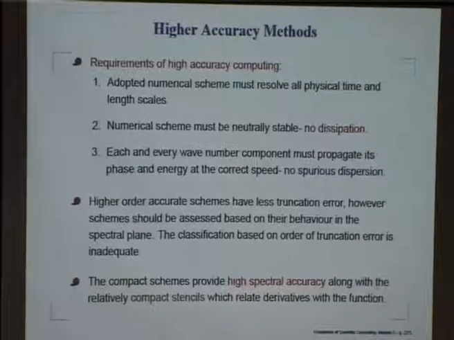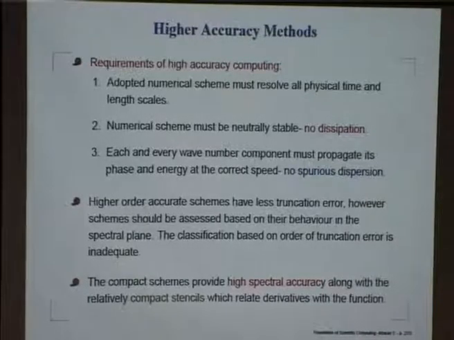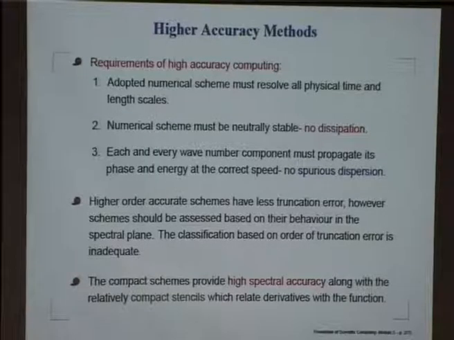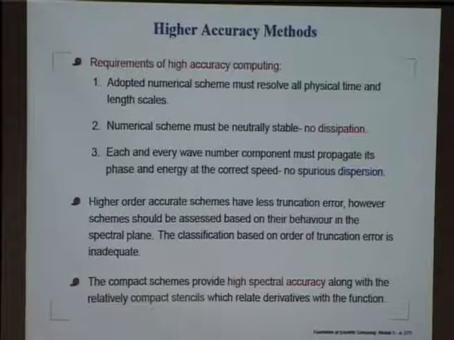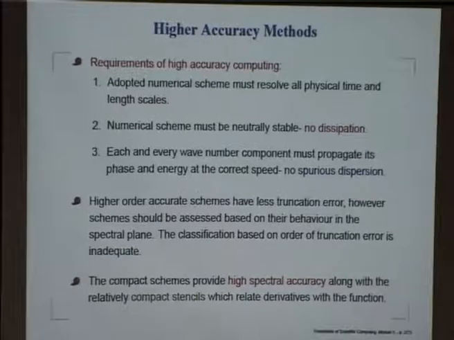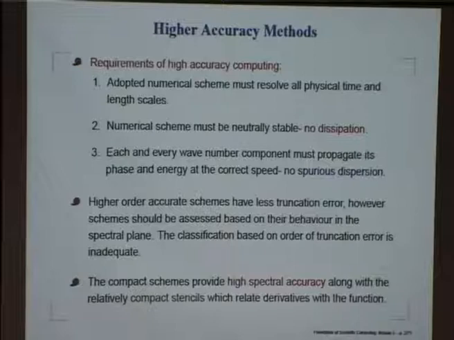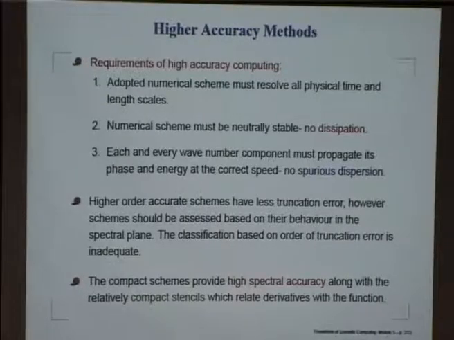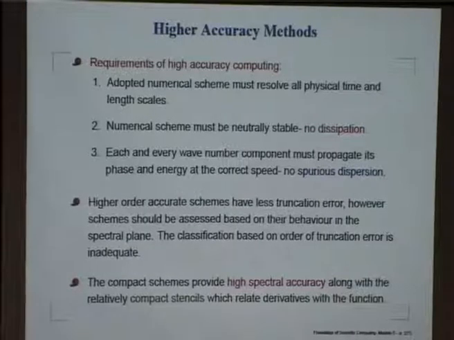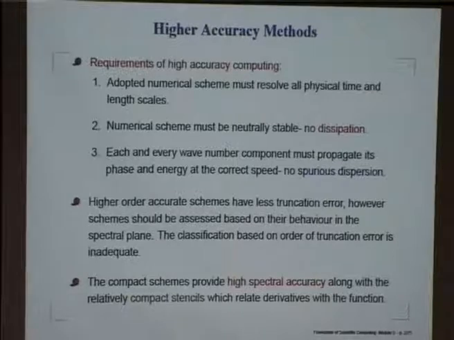because that's what we are trying to do. We are trying to resolve k, different wave numbers. So we'll look in k space and find out how these schemes are doing, and there we would notice, as we intend proving, that classification based on order of truncation error is truly inadequate. We need to do better. Why and how we do it, that is the name of the game in this part.